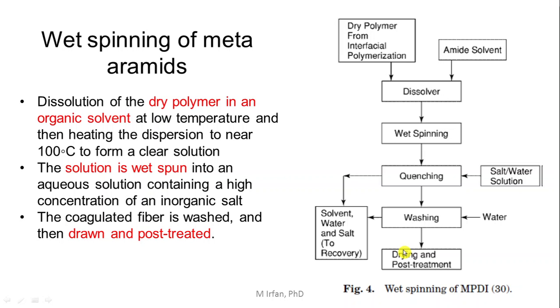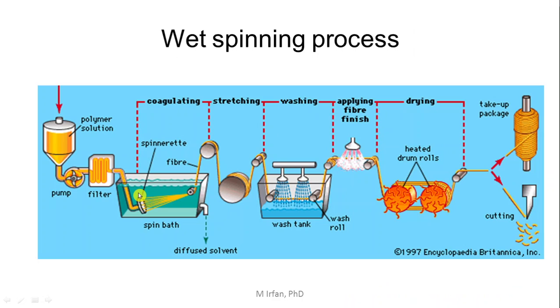In wet spinning, the spinning takes place in an aqueous solution, and the scheme of the wet spinning process is shown here. We can see that the polymer solution is fed here, and then this solution is pumped through a filter to the spinneret. The filter is placed between the spinneret and the solution tank so that any particle that can block the holes of the spinneret is filtered out.